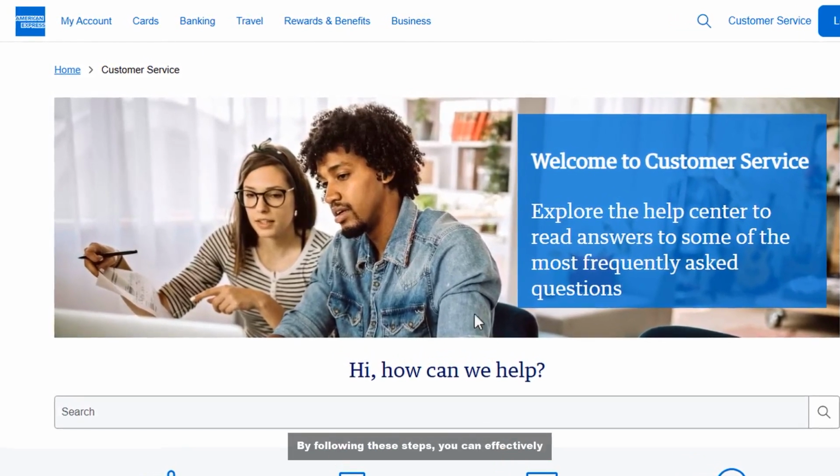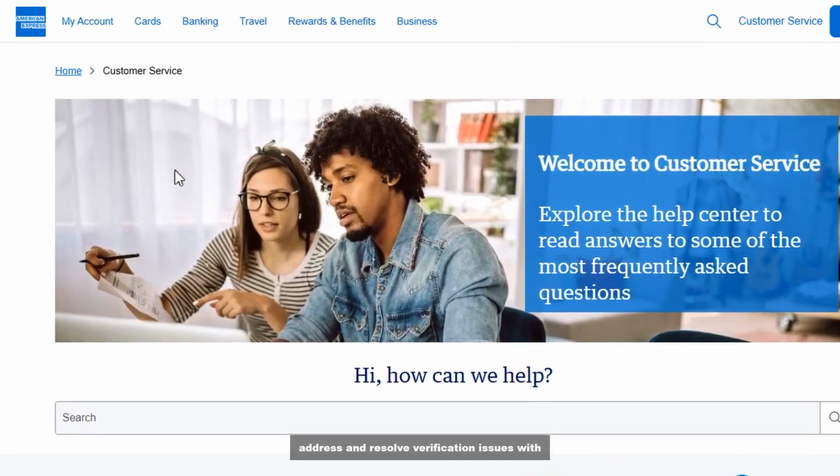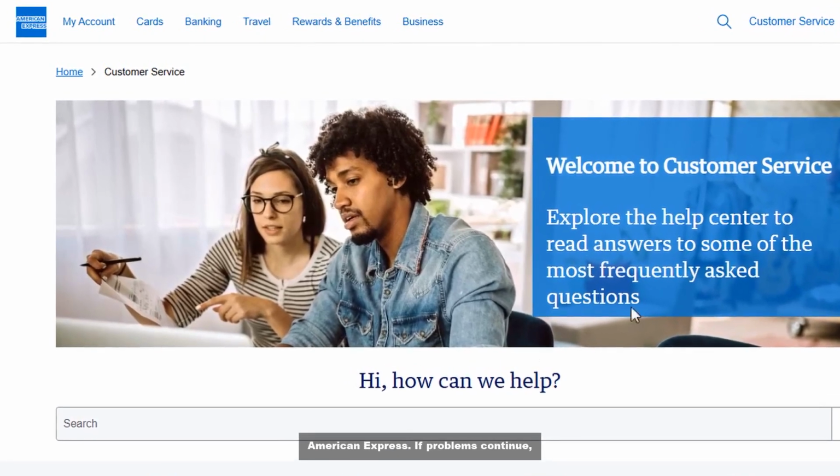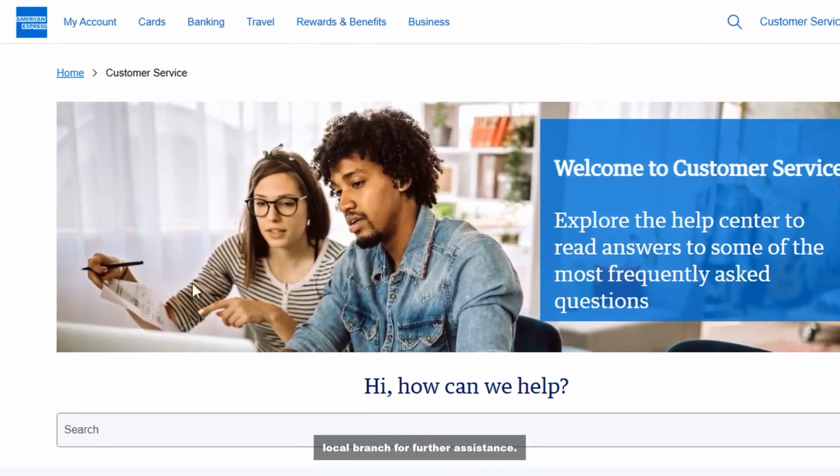By following these steps, you can effectively address and resolve verification issues with American Express. If problems continue, consider reaching out again or visiting a local branch for further assistance.